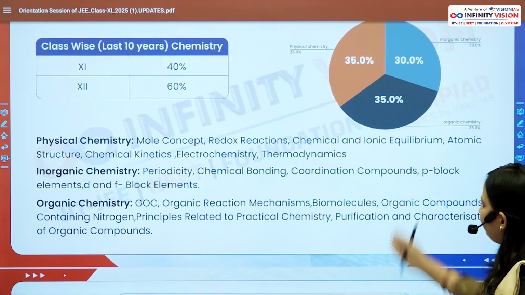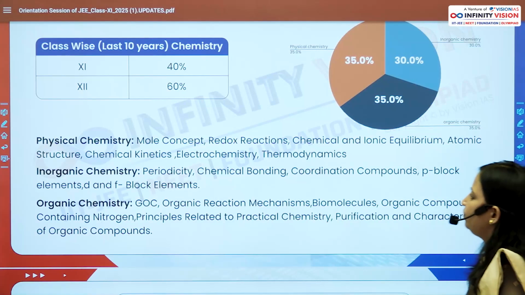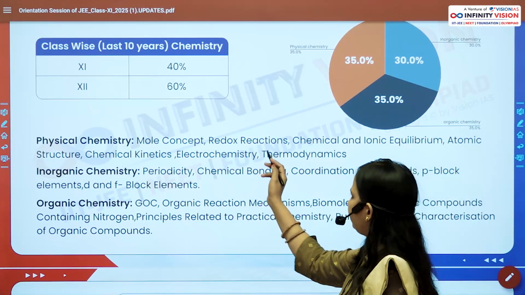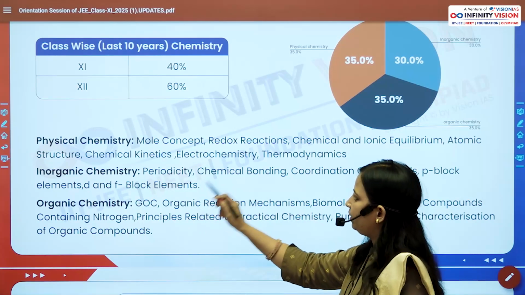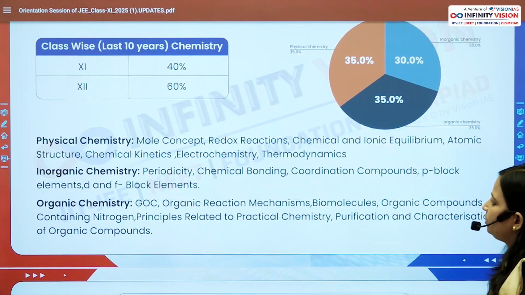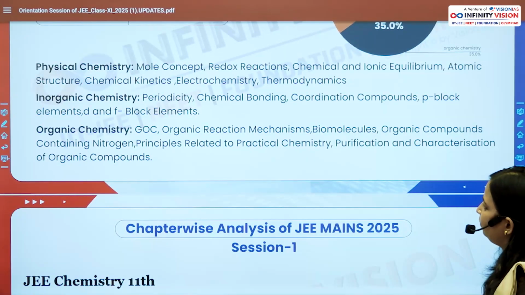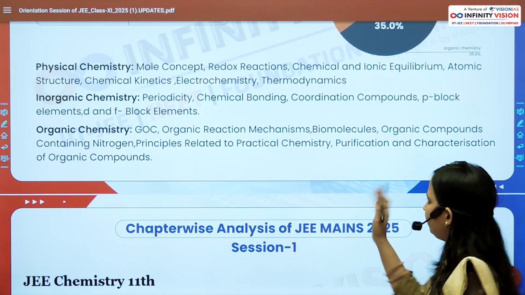And these are some of the important chapters for the respective branches. For physical chemistry: mole concept, redox reactions, chemical and ionic equilibrium, atomic structure, chemical kinetics, electrochemistry and thermodynamics are very important. In inorganic chemistry: periodicity, chemical bonding, coordination, p block elements and d and f block elements are very important. Organic chemistry as a whole is very important. So all the chapters are included here.